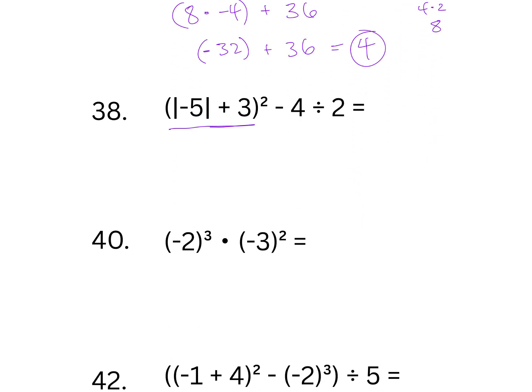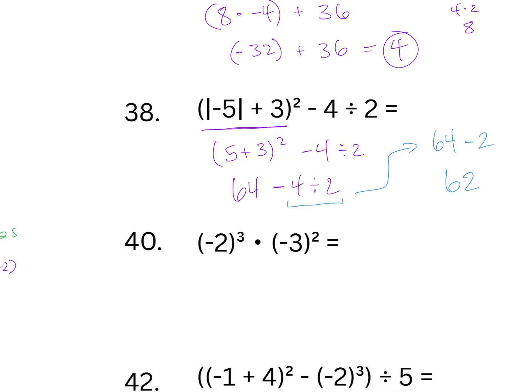Inside our parentheses, we've got an absolute value. So we can take that absolute value, and it's now 5 plus 3. 5 plus 3 is 8. 8 squared is 64 minus 4 divided by 2. Well, now we're going to do division. Negative 4 divided by 2. We have 64 minus 2, because negative 4 divided by 2 is negative 2. This is just 62.